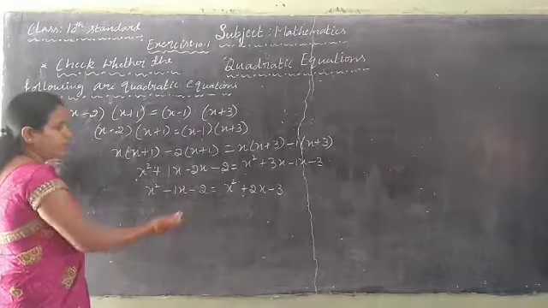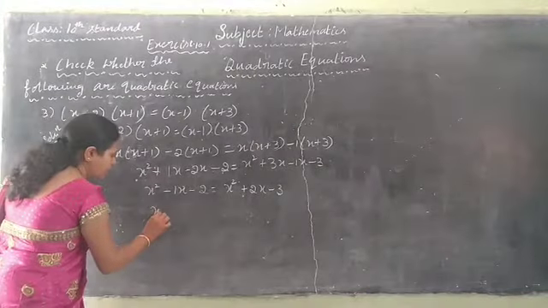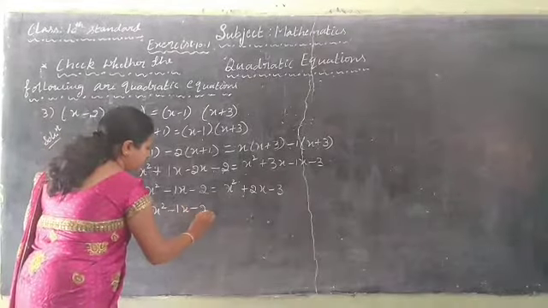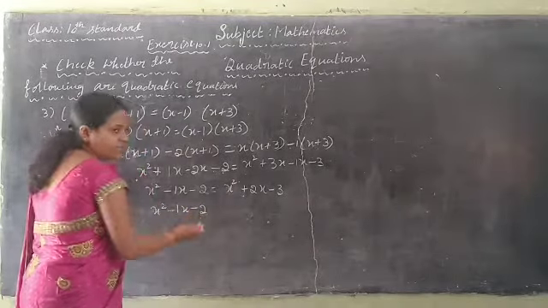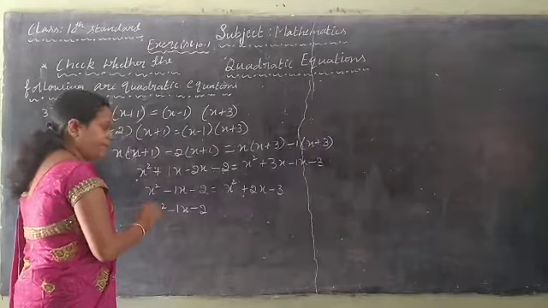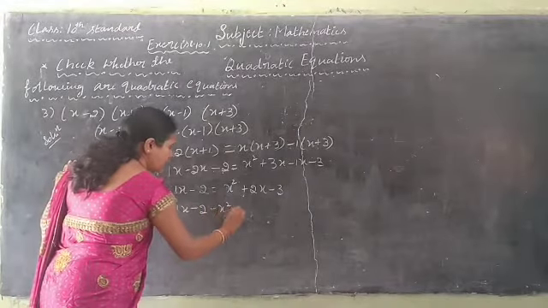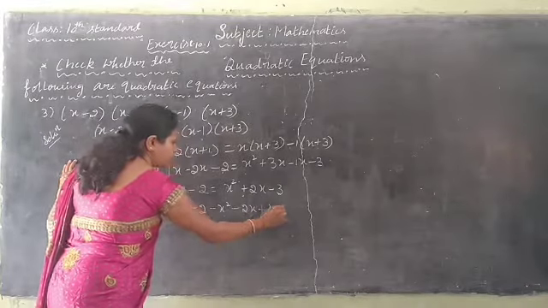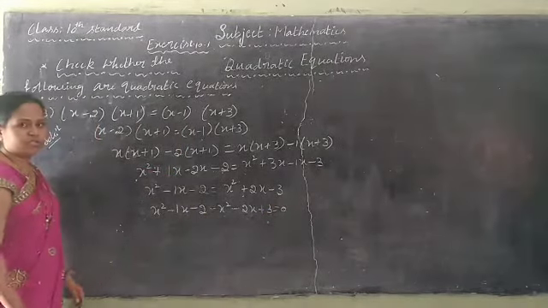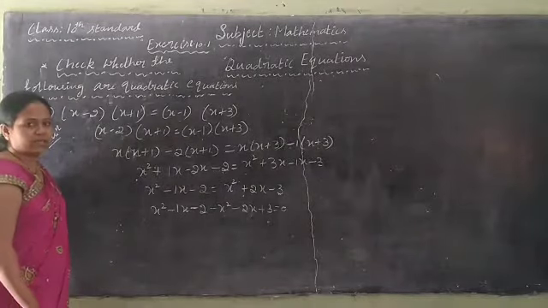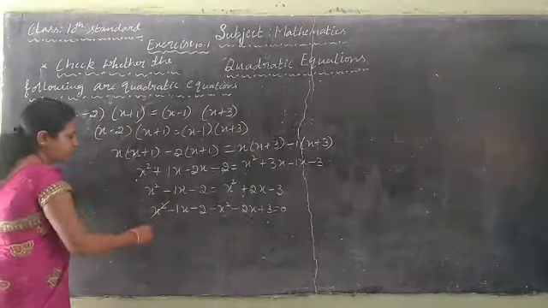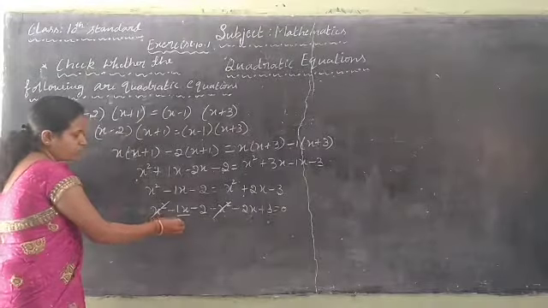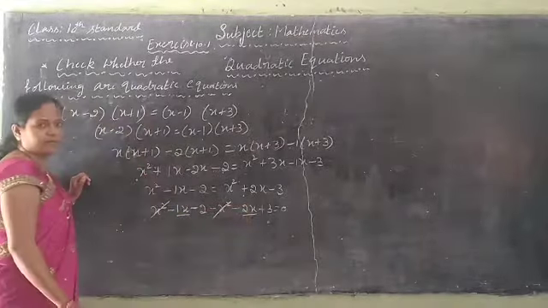Got it? Now, transfer the right hand side to left hand side. x square minus 1x minus 2 plus x square is there, children. When it comes to left hand side, it will become minus x square, minus 2x, minus 3 will become plus 3, is equal to 0. Now see carefully, children. Plus x square and minus x square is there, isn't it? Plus x square and minus x square get cancelled.